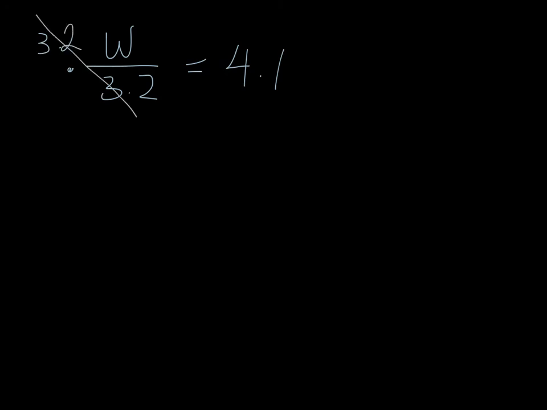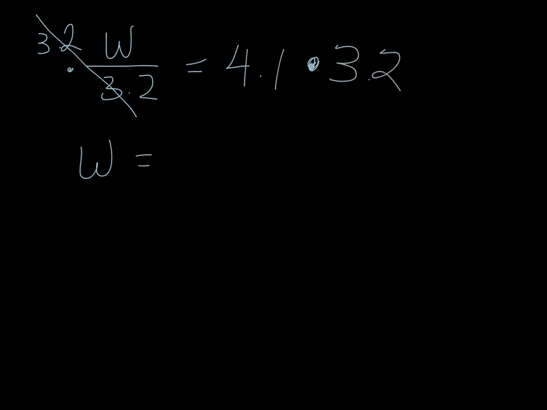This time, let's take W divided by 3.2 equals 4.1. What's happening to the W? It's being divided by 3.2. So we're going to multiply by 3.2. That will enable us to cancel it out on the left so that we're left with just W. But because I multiplied the left by 3.2, I have to multiply the right by 3.2.